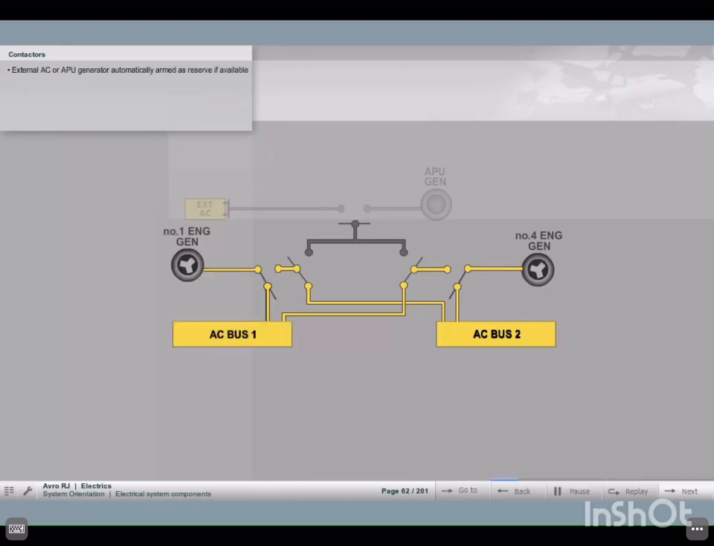Should an external AC supply or the APU generator be available, the contactor system will automatically select that source as a reserve power supply. In case of a generator failure, the APU generator or the external AC supply will be automatically used to power the channel of the failed generator.